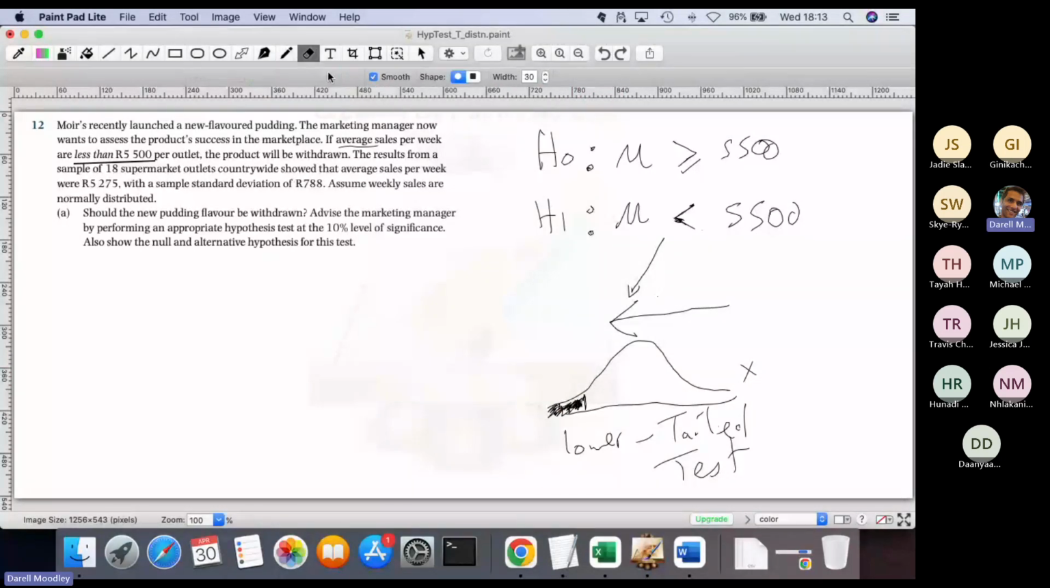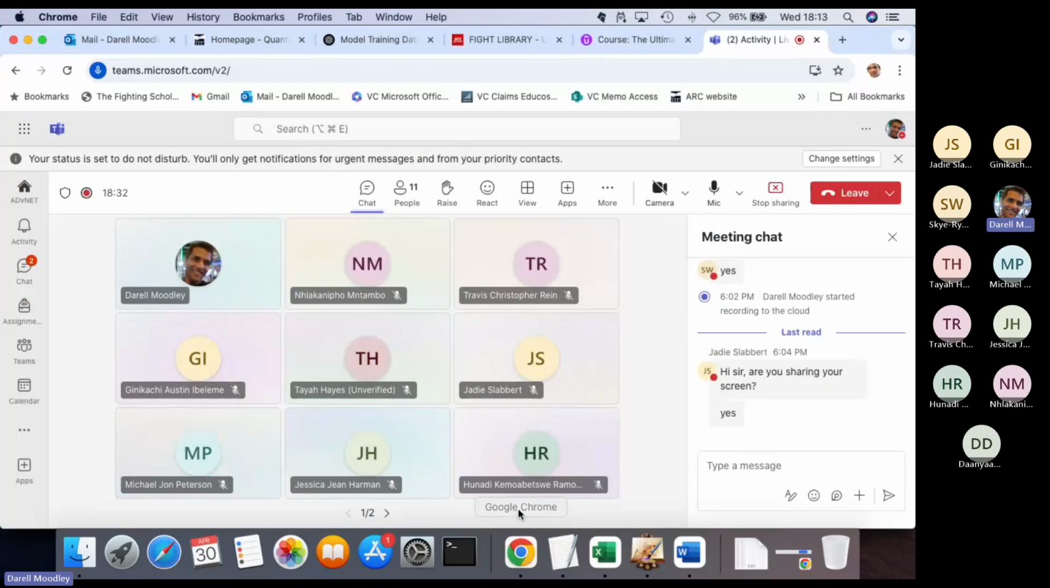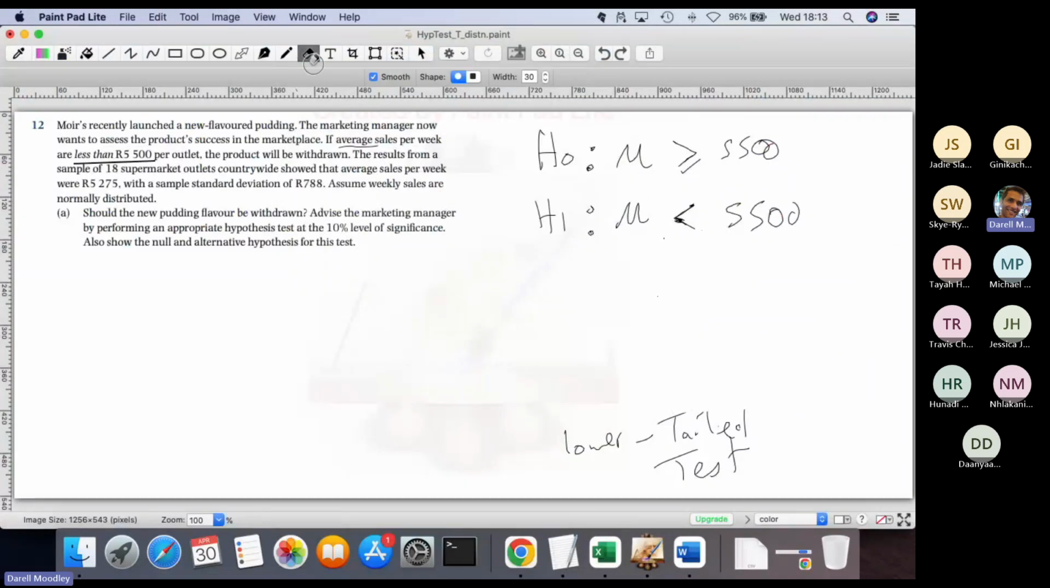When you're answering this question, you would need to tell the examiner what tail test it is, whether it's a lower or upper tail test, and this is how you do it. I'm just going to check the chat. All good. Just unmute or drop a comment in the chat if there are any questions. I'm going to assume everything's good.